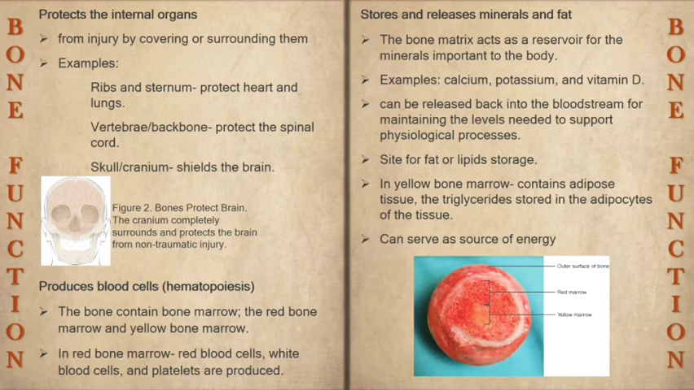Now, let us move on to the metabolic level. The fourth critical function of the bone: the bone produces blood cells. This process is known as hematopoiesis.